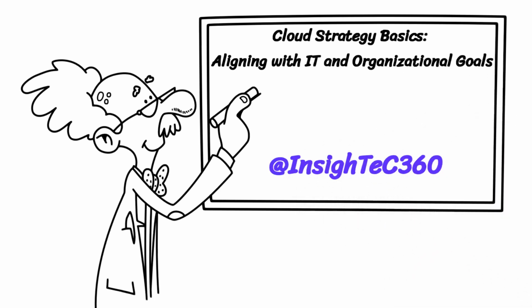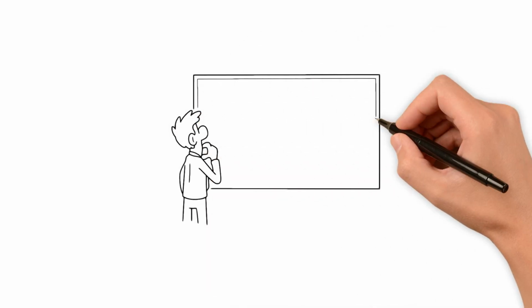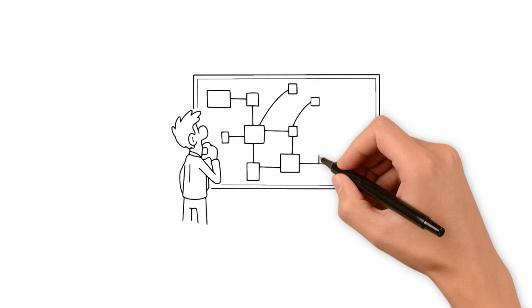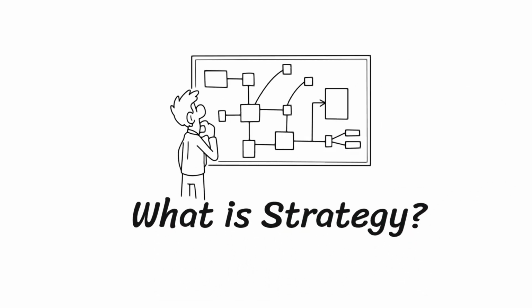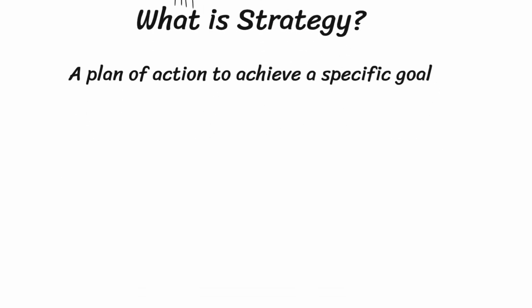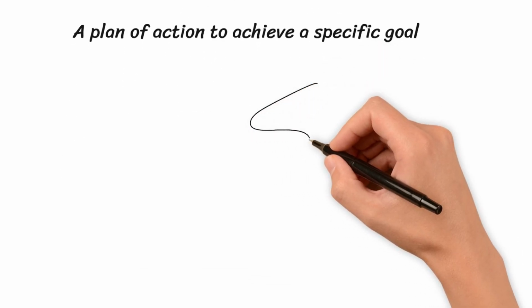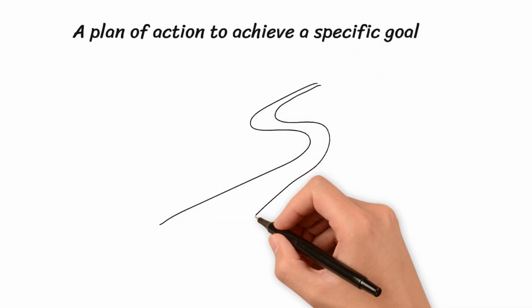Although we're sure you know what strategy is, I always like to start with a simple definition to make sure we're aligned and working from the same foundation. So, what is a strategy? Simply put, a strategy is a plan of action to achieve a specific goal. It's like a roadmap that helps guide us from where we are today to where we want to be.